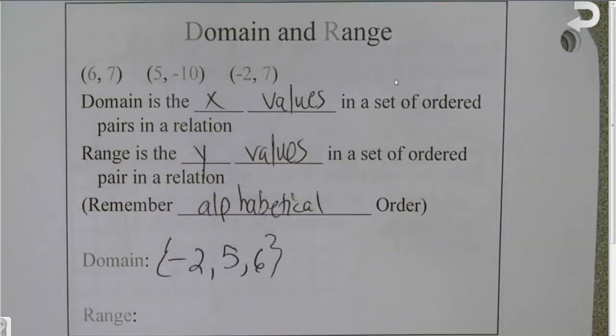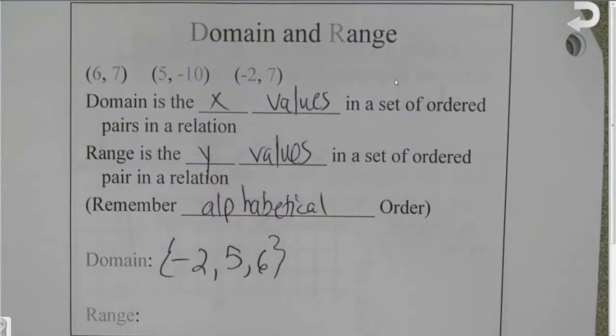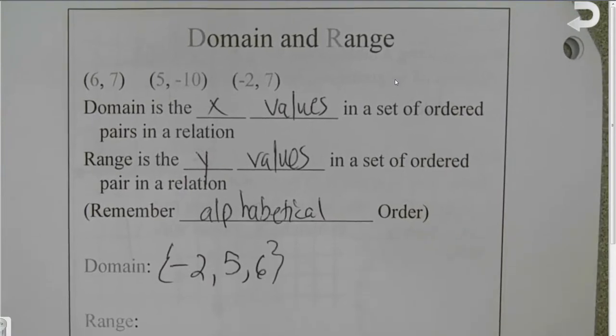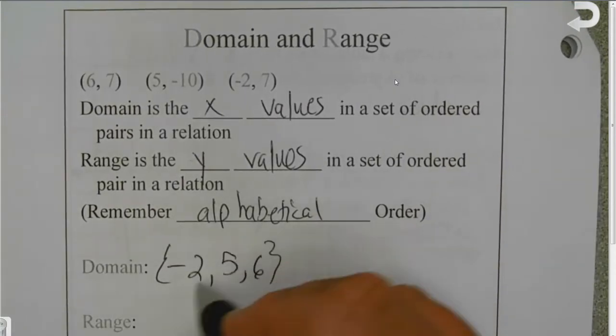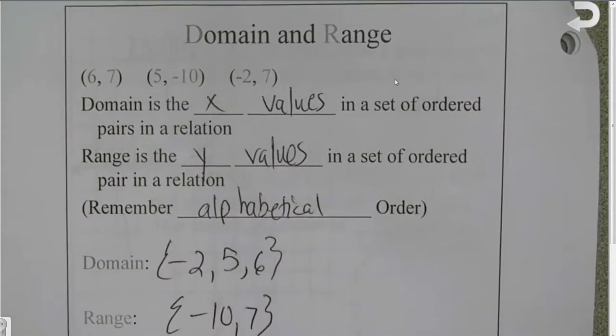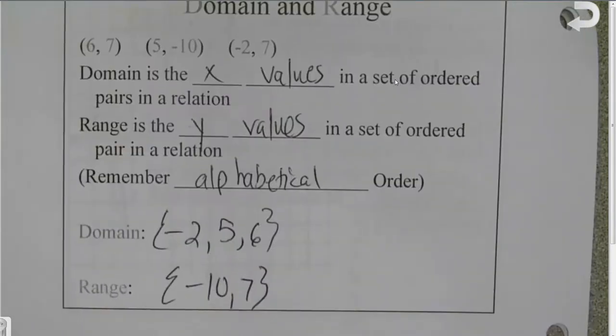And when we use a set, we don't use parentheses. We use brackets. It's called set builder notation, so we put them in sets. And the range is negative 10, 7. So again, the domain pairs up with the x's, the range pairs up with the y's.